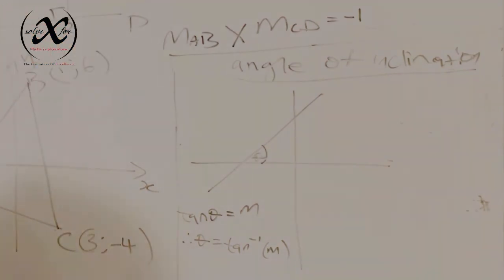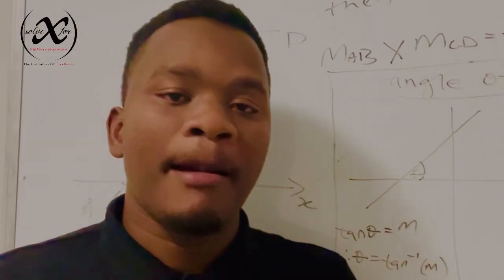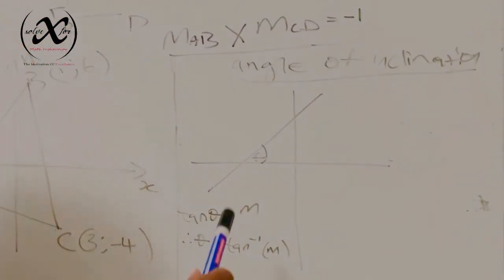Remember, when you get your angle as negative from your calculator, you always add 180 when your angle is here.